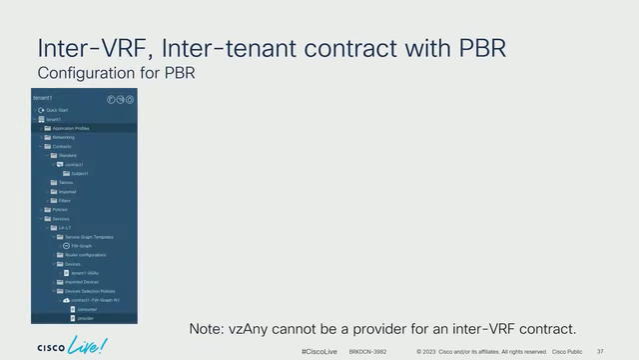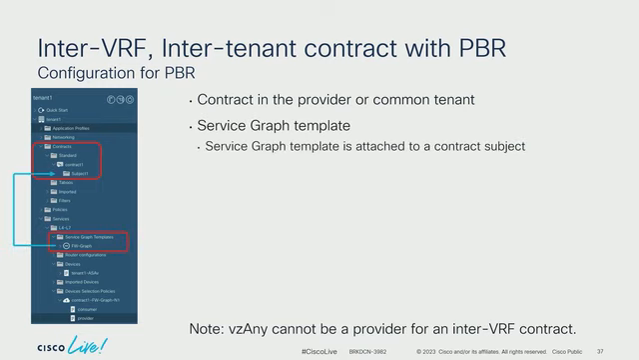So let's take a look at the inter-VRF, inter-tenant contract with PBR. What sort of configuration objects do we need to deal with? First of all, we have the contract, and the contract must be in the provider or common tenant. That's not specific to PBR. Whenever you have an inter-tenant contract, you need to define the contract in the provider or common tenant. And then the service graph template that is attached to the contract also needs to be in the same tenant, meaning the provider or common tenant.